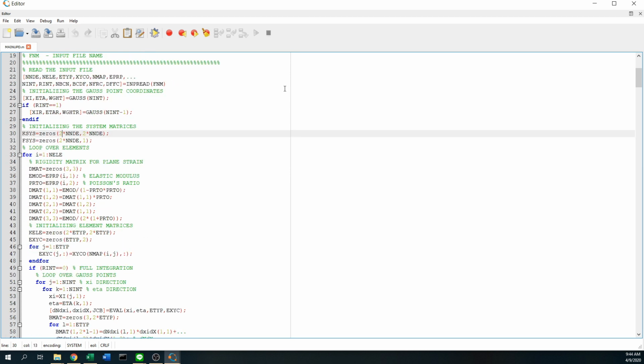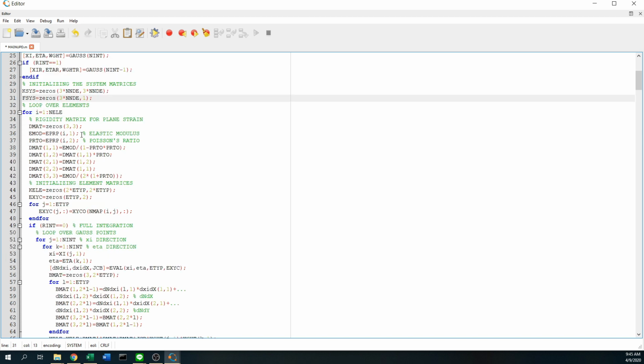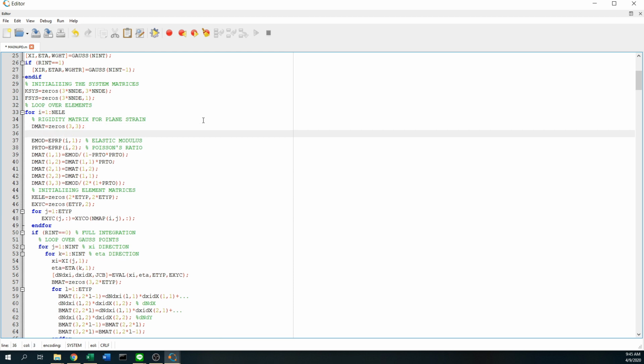So 2 turns out to be how many? 3. You have 3 degrees of freedom at each node. So 3 by 3. F6 is going to be 3 n node by 1. So loop over elements, the same thing. Rigidity matrices. For this case, well, we are going to need the 2D mat. Rigidity matrices for shear and rigidity matrices for bending.